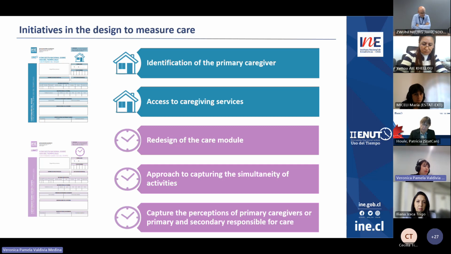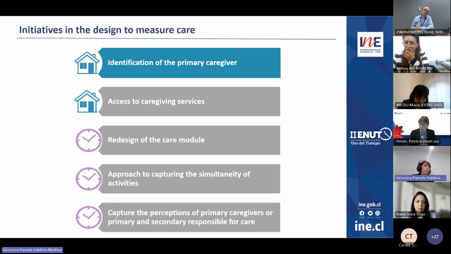Five initiatives are highlighted towards measuring care. Two of them, which I especially want to explain here, are done in the household questionnaire and the other three are done in the time use questionnaire. The first one in the household questionnaire refers to the identification of the primary caregiver.